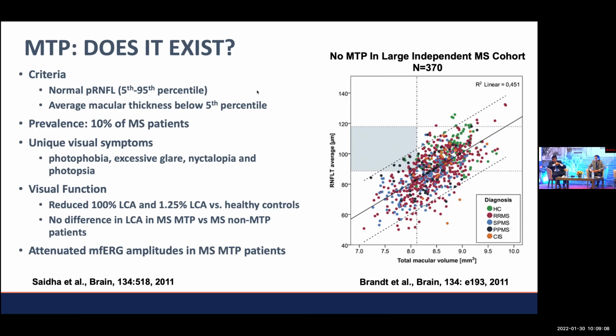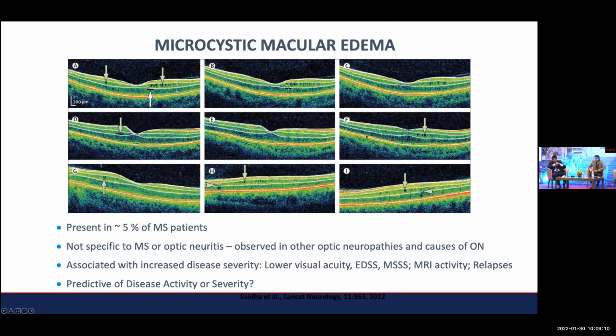And finally, there is microcystic macular edema, which is present in about 5% of MS patients. While it's not specific to MS or optic neuritis and is observed in other optic neuropathies, it is associated with increased disease severity by a number of measures. And moving forward, we're going to have closer studies to see how the presence of this microcystic macular edema might help us in our evaluation of the progress of MS disease activity.